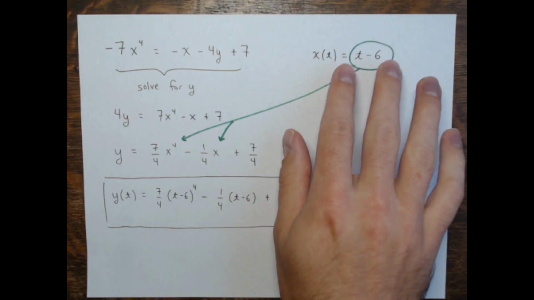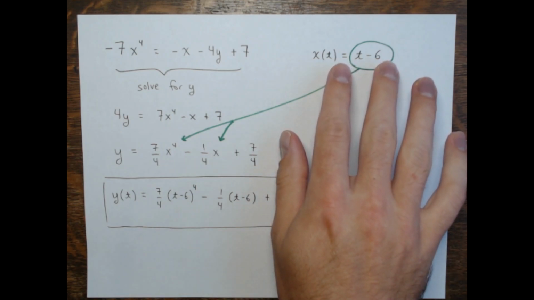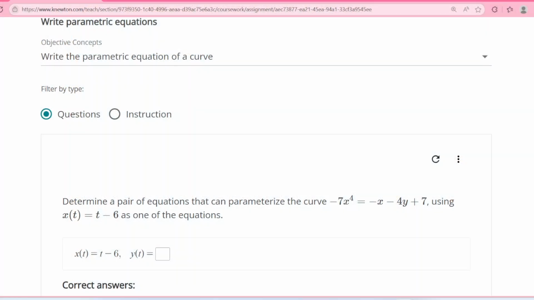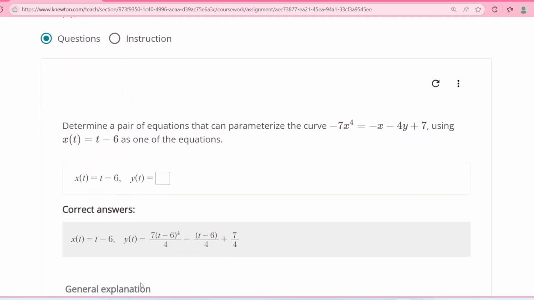And there, we have our x coordinate in terms of p, and the y coordinate of any location in terms of this parameter p as well. So in this blank, where it says y of t equals, that's what I would type in. And I'm in instructor mode here, so we can see the answer. See this 7/4 times (t minus 6) to the fourth, minus 1/4 times (t minus 6), or (t minus 6) over 4, and then plus 7/4. Exactly what I wrote.